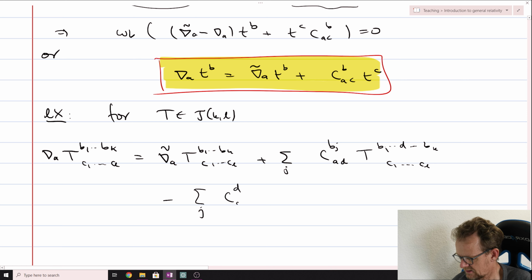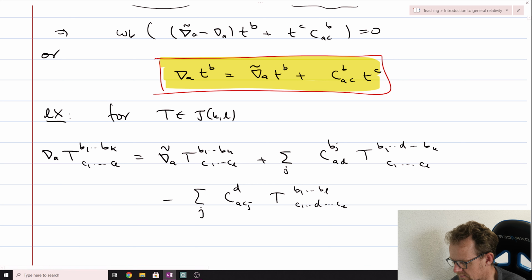So you get that the action of a derivative operator on an arbitrary tensor field is the same as the other derivative operator, plus all the contracting with the C tensor in all the places you can contract it one by one, and summing up the answer.